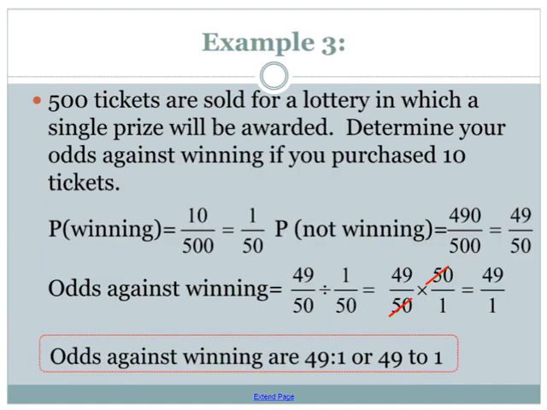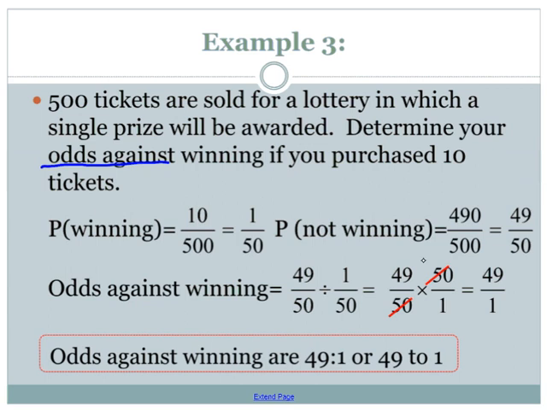Okay, last one here. 500 tickets are sold for a lottery in which a single prize is awarded. Now, this means that it's going to be like a raffle ticket. So you're guaranteed one winner out of these 500. It's not a lottery like the Powerball. Okay, that's not that kind of lottery. All right, determine your odds against winning. You'll notice each time I go through and identify the fact that it says odds against. That's very important because in just a second, we're going to go to the odds in favor. And it's going to be just backwards, okay? So determine your odds against winning if you purchased 10 tickets, okay?